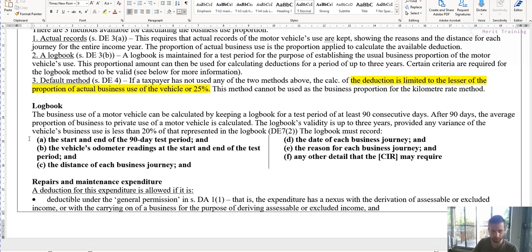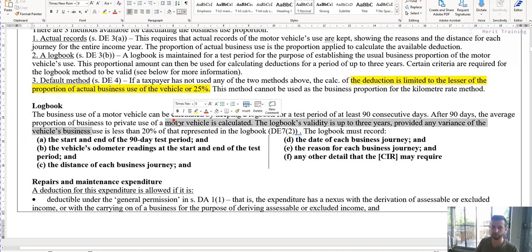So we mentioned before, keep the logbook for 90 days. After that, you average it out to figure out what's your private versus your business proportion. And then for 3 years, you get to use the ratios that you actually calculated in that logbook, provided any variance of the business use is less than 20% represented in the logbook. So if the logbook says you use the vehicle 50% and then all of a sudden you start using it 100%, you'd have to do a new logbook. You can't just rely on that again because it's greater than the 20% acceptable variance.